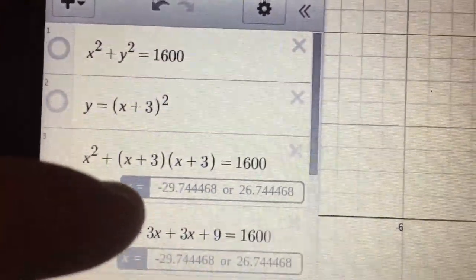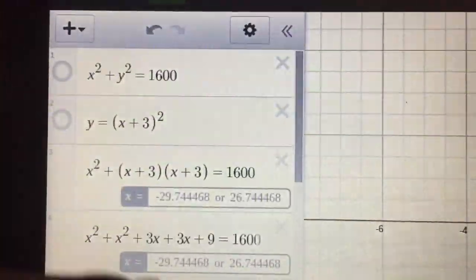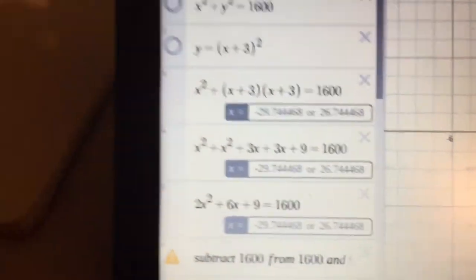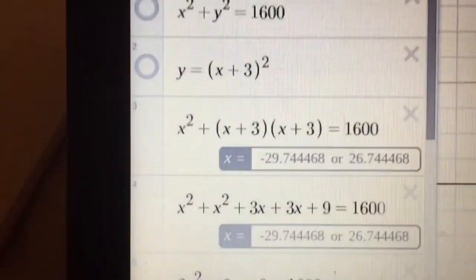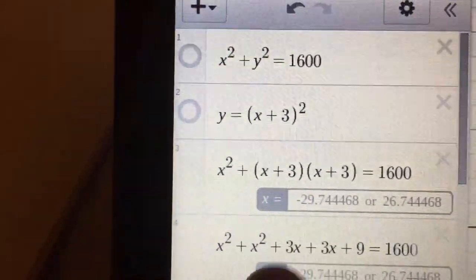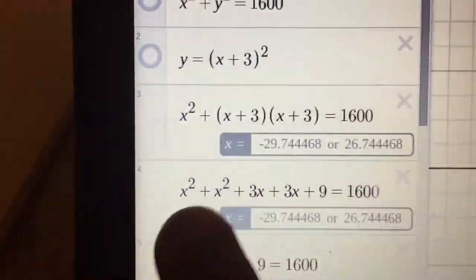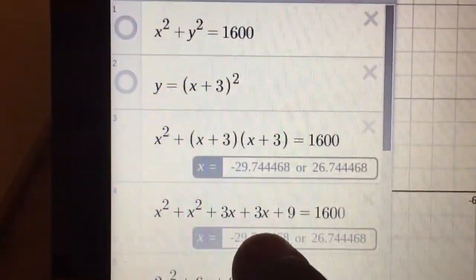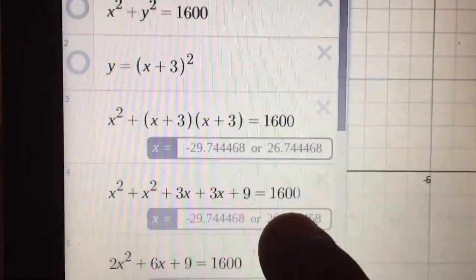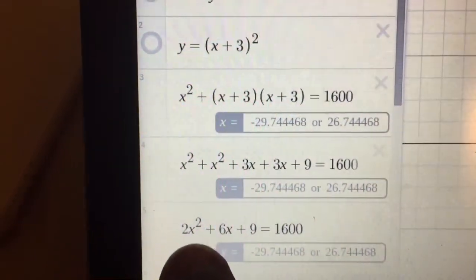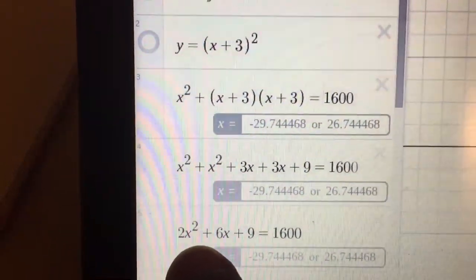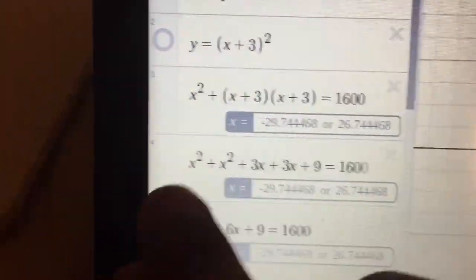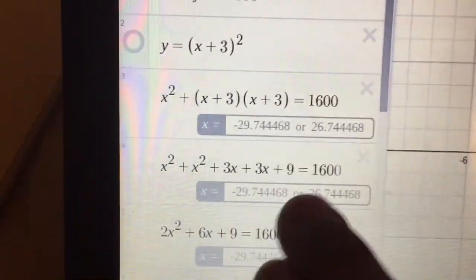Now Desmos does kind of cheat and give you the answer to the whole problem, but we're going to ignore that. After we multiply everything, we get x squared plus 3x plus 3x plus 9 equals 1600. Now if you move down, we get 2x squared plus 6x plus 9 equals 1600. We got that because we added like terms up here.